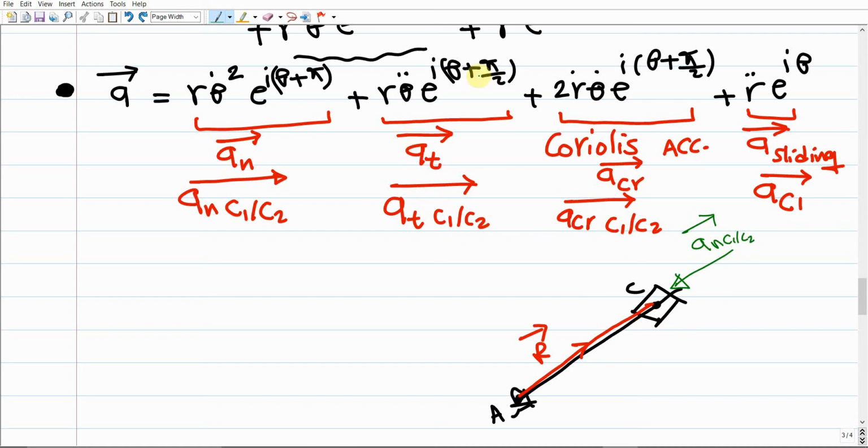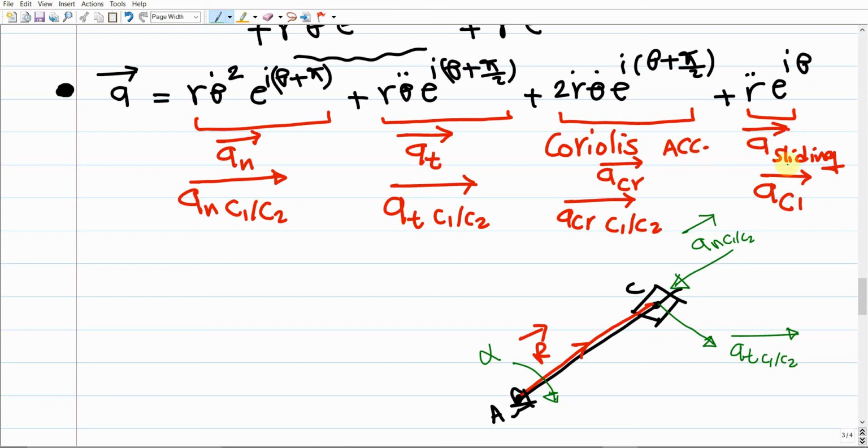How about the tangential term, the second term? This is the tangential, and that should be normal to the position vector, so it should be pi over 2 plus theta. It should be normal to the position vector, and it should rotate in the direction of alpha. If this is the direction of alpha, the angular acceleration, it should go in the same direction. So it's going to be the tangential C1 with respect to C2 vector. Make sense?